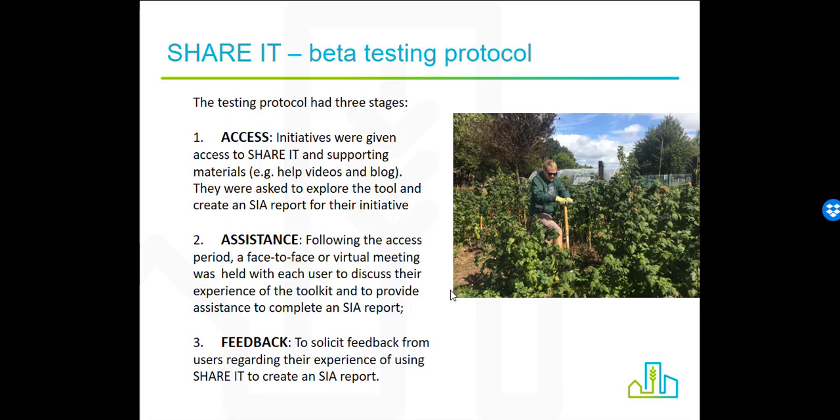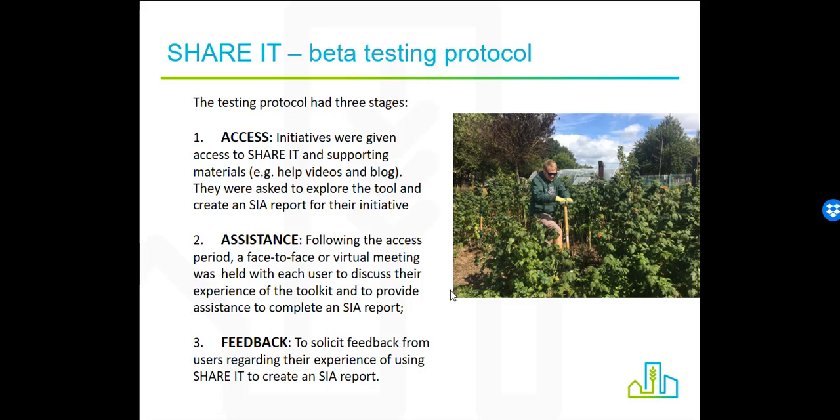Now, that beta testing process had 3 phases. Effectively, initiatives were given access to the online system of Share It, and all the material that we'd made around that, and were given some time to explore that and see what they made of it themselves. In almost all cases, there was a face-to-face meeting, or if not a virtual meeting, held after that to go through, maybe assist with anything that they didn't understand and discuss their user experience of using the toolkit.